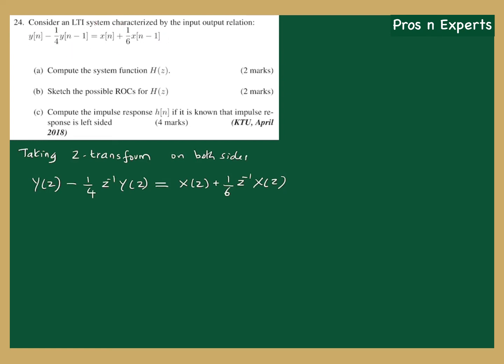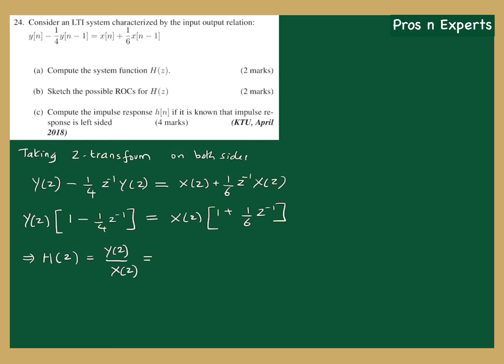Okay, so I can take Y of z common in the left hand side, so Y of z into 1 minus 1 by 4 z inverse is equal to, I can take X of z common on the RHS, 1 plus 1 by 6 z inverse. That will give you the transfer function, which is the ratio of output transform divided by input transform, and that will be 1 plus 1 by 6 z inverse divided by 1 minus 1 by 4 z inverse. So this is the answer to question A, if you have computed the system function H of z.